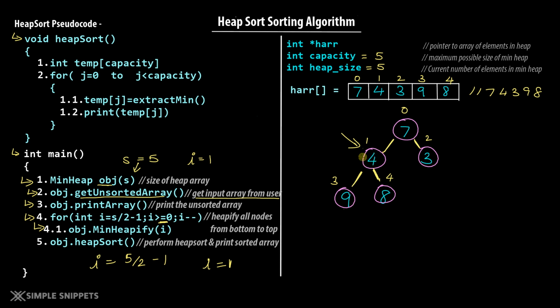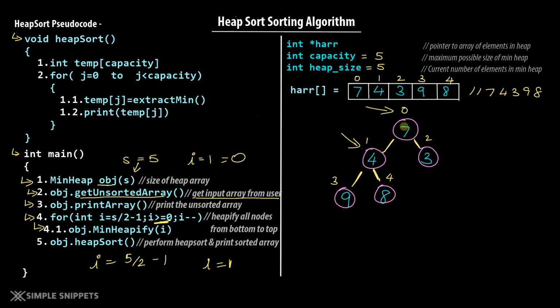This node will be heapified. Right now there is no need to make any swapping over here. You can see it is already heapified. Then i will become i minus minus, which means i will become 0. Is 0 greater than or equal to 0? Yes. So now we will heapify this node.